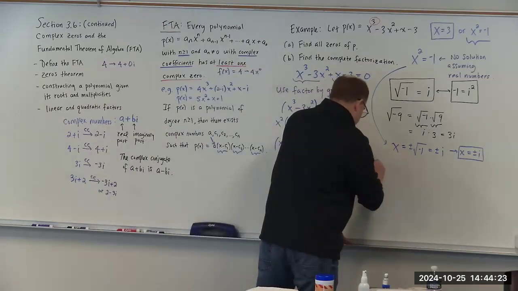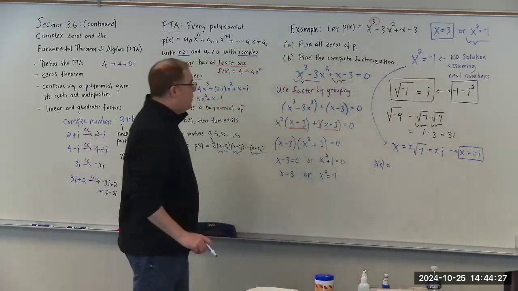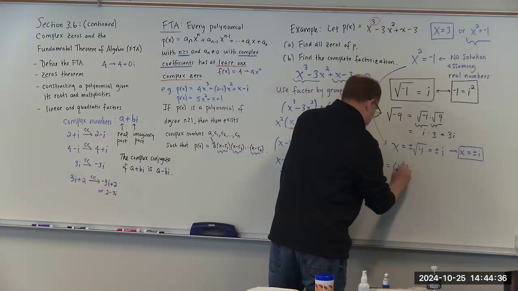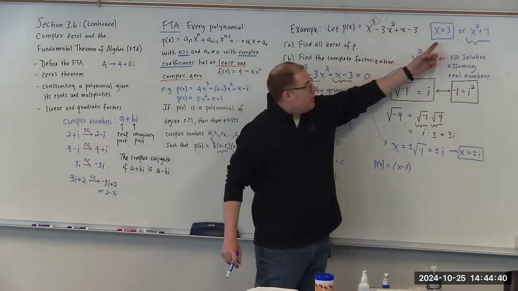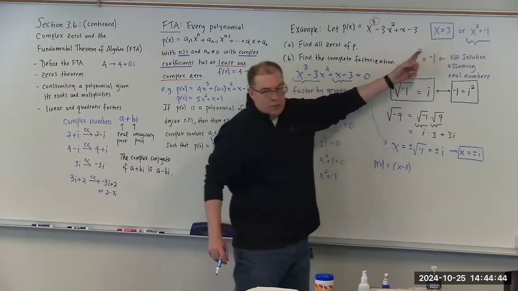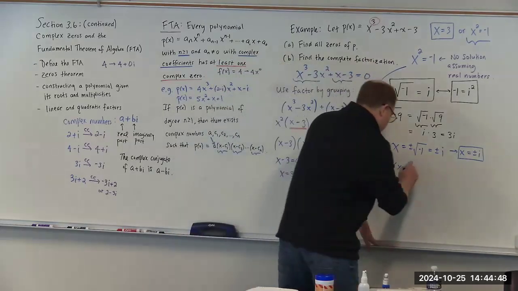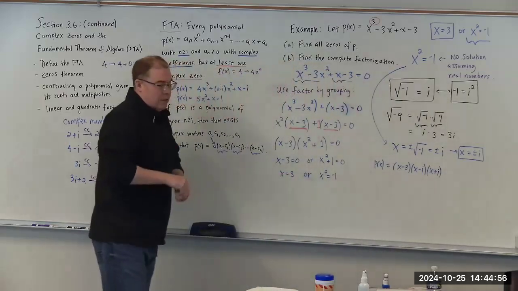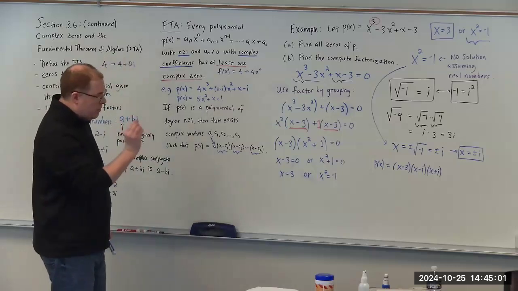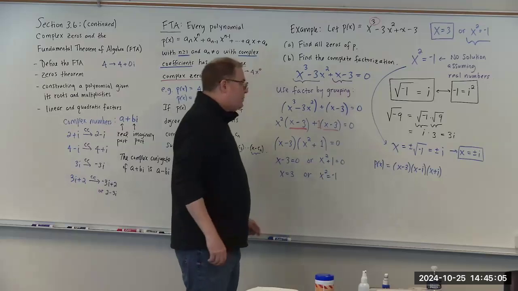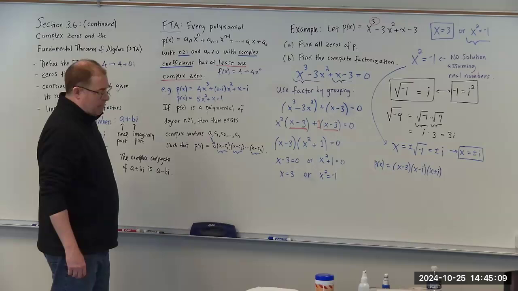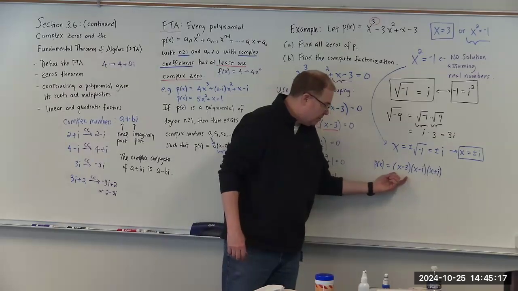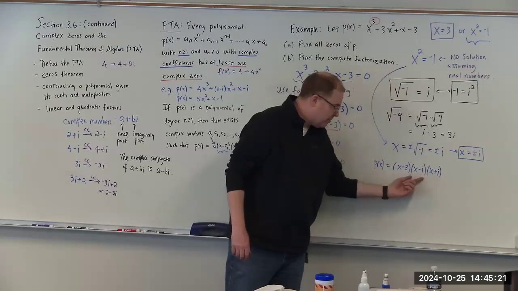So we can rewrite this as x minus 3, right up here. Remember that if that's a solution, then the corresponding factor will be x minus 3. And then we have x minus i times x plus i. So you do that for each of the zeros: x minus whatever the zero is. So that's our complete factorization. Notice that we have a linear factor here, and we have these factors in terms of complex numbers.